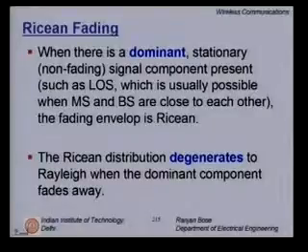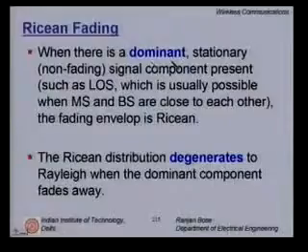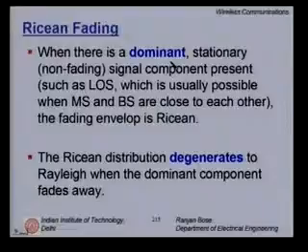Okay. What will happen when there is not one but two dominant components, or just three dominant components from different directions? Well, it is not Rician anymore, it is not Rayleigh anymore. You will have to look at certain other kinds of distributions like the Nakagami fading distribution to capture these effects. But right now, let us limit ourselves to a single dominant signal component.